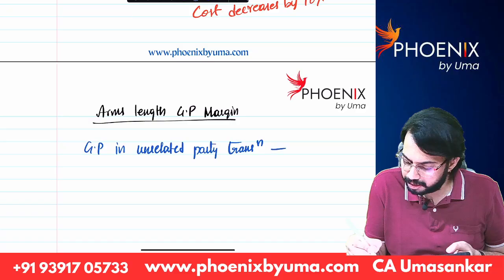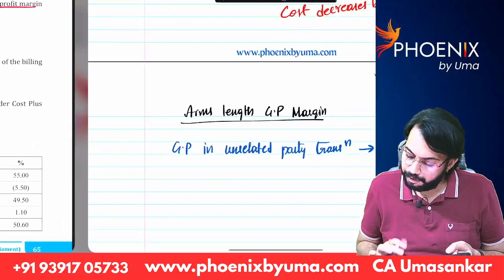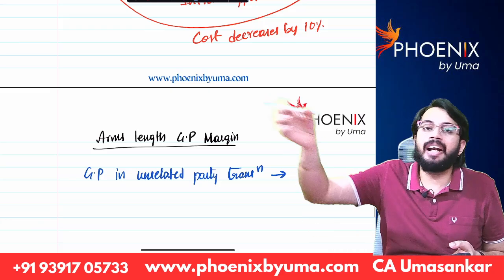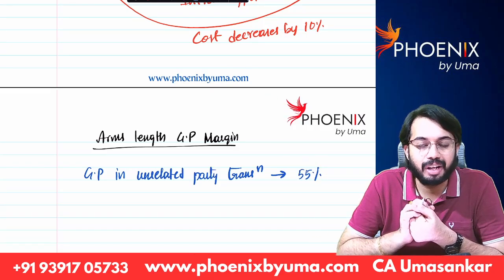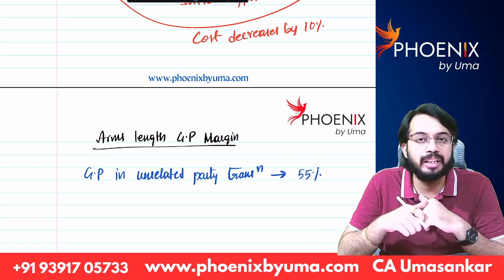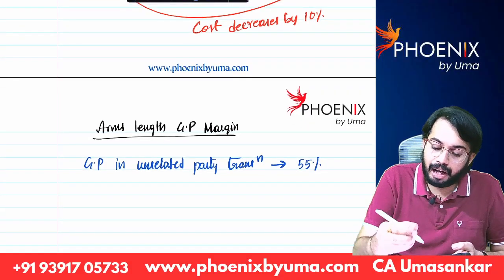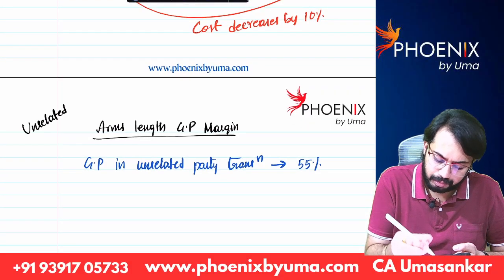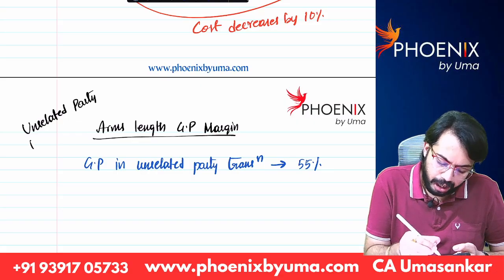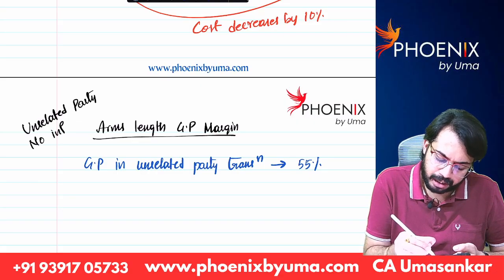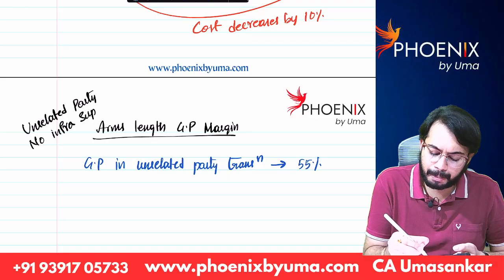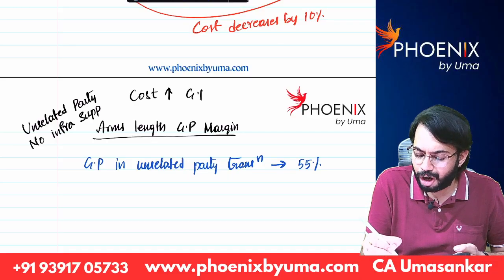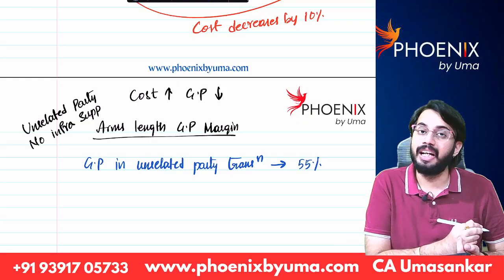GP margin is, second tell me, 55%, correct? Now, related party is giving infrastructure support, whether unrelated party gives infrastructure support? No. So, when you are dealing with unrelated party, then no infrastructure support. If infrastructure support is not received, then your cost increases. Whenever your cost increases, your GP margin decreases.